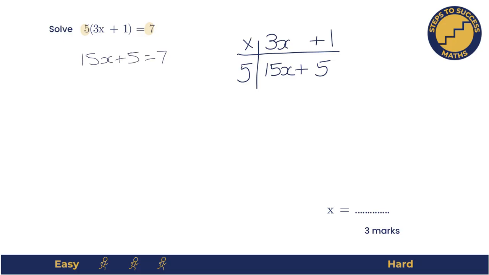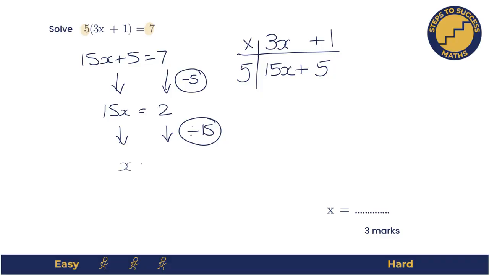So we need to get rid of this plus 5, and the opposite of plus 5 is subtract 5. So that leaves me with 15x is equal to 2. Now I've got 15 times x and I need to do the opposite. So divide by 15, which gives me x equals 2 over 15.